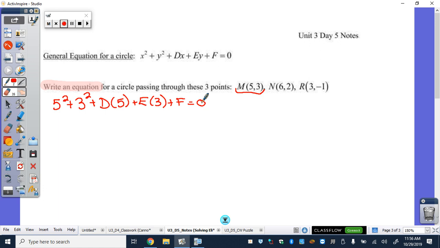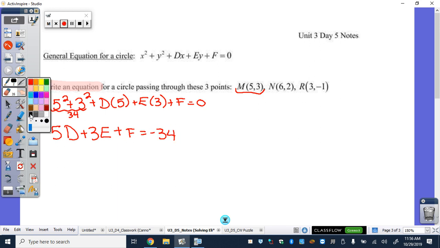So then we'll clean this up a little bit. What is 5 squared? And then 3 squared. When I add 25 and 9 together, that gives me a 34. But like with our other equations, that number generally is on the other side of the equal sign, so I'm just going to move that over. So I get 5d plus 3e plus f equals -34. And there's my first equation that I'll use in my 3x3 system.